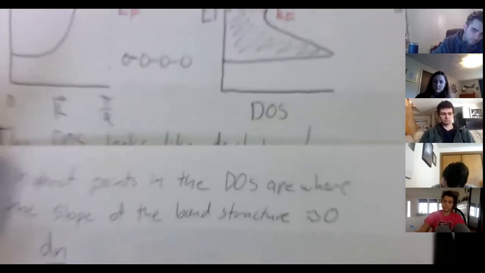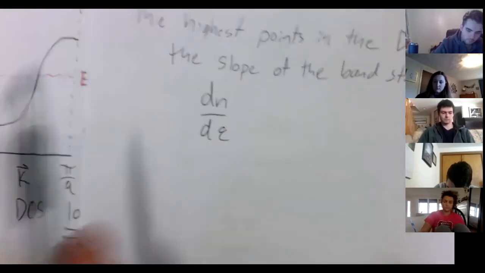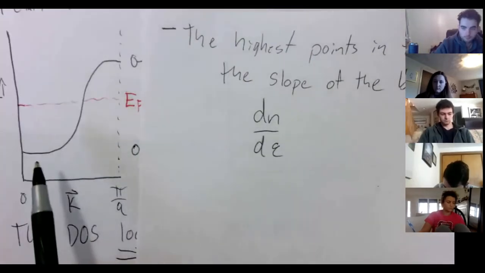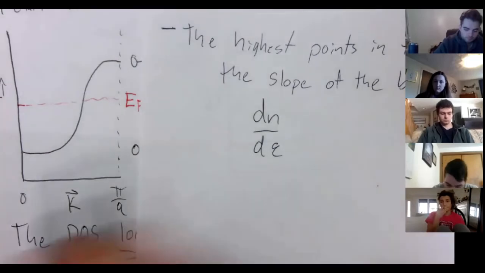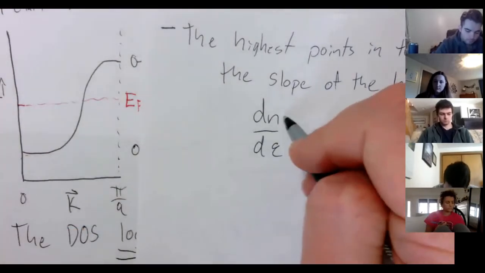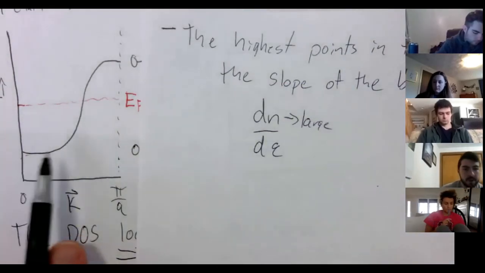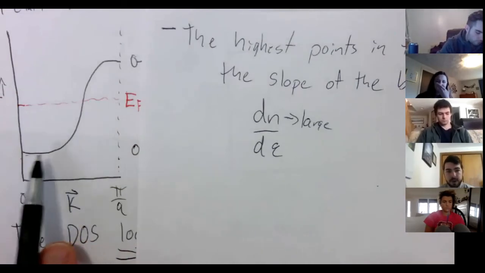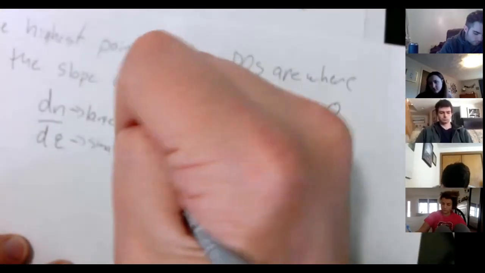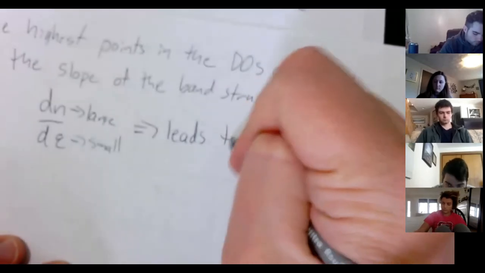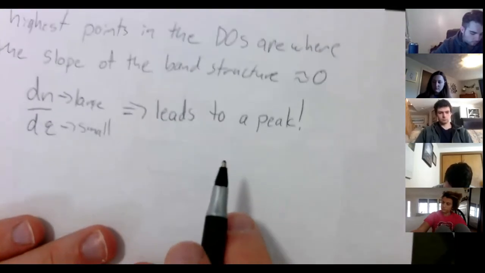Okay. So if we look back at our band structure, we can fit them both on there. This slope here, let's consider what's happening to these values. Where there's a large number of states, this guy is large, right? Are we changing much in terms of our energy along this point? No. So this is large, this is small. And when that happens, that leads to a peak, and it approaches a very large value.